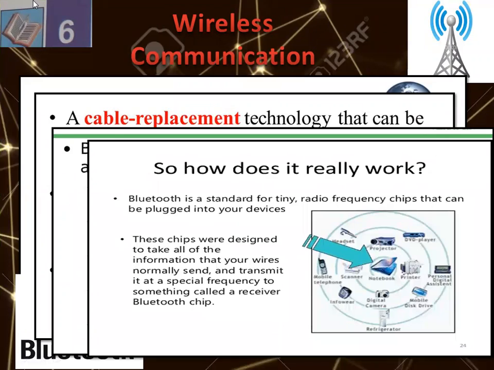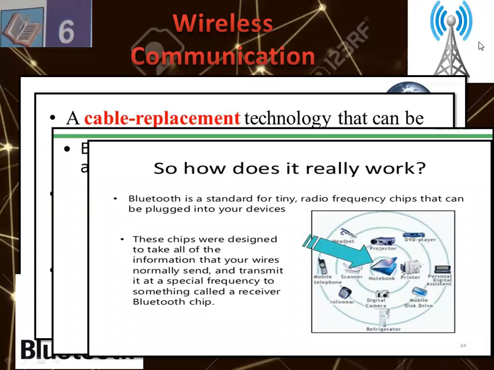So how does it really work? Bluetooth is a standard for tiny radio frequency chips that can be plugged into your devices. These chips were designed to take all of the information that your wires normally send and transmit it at a special frequency to something called a receiver and Bluetooth chip.